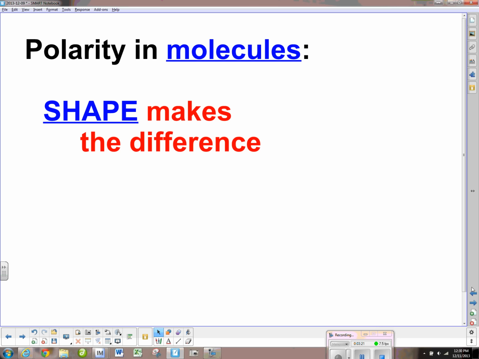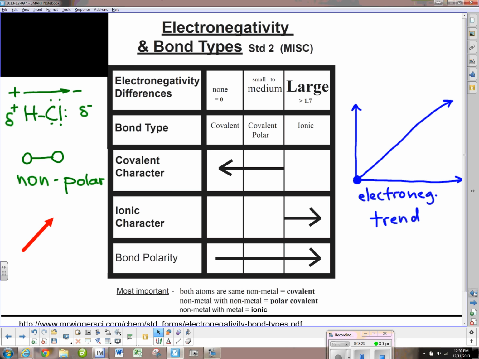Well, yeah, we did the examples. Here they are. So here's your nonpolar and here's your polar. Now let's go on to molecules.